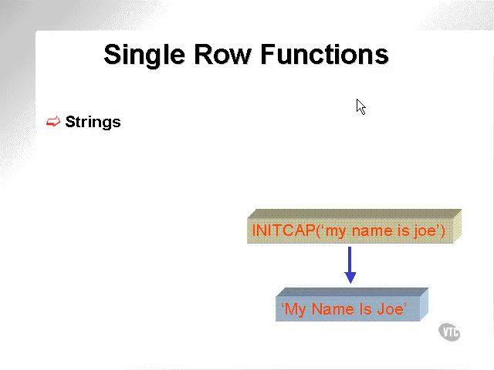Single row functions, string functions. String functions do things with strings. They take in strings and they pass out strings. A string is a piece of text, a number of characters. In this case, I've got the function INITCAP, which means set the first letter in each word in the string to a capital. So lowercase 'my name is Joe' becomes 'My Name Is Joe' with the first letter in each word capitalized.